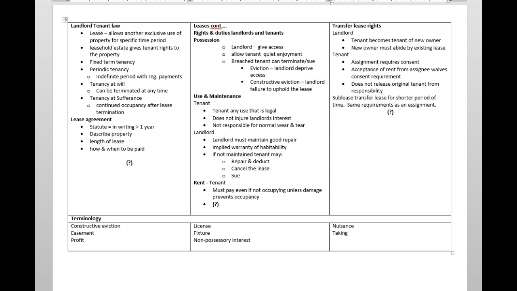So from the tenant standpoint, the tenant can assign a lease to somebody else if they get the consent of the landlord. Again, you always have to have permission. Depends on how the original lease was written also.